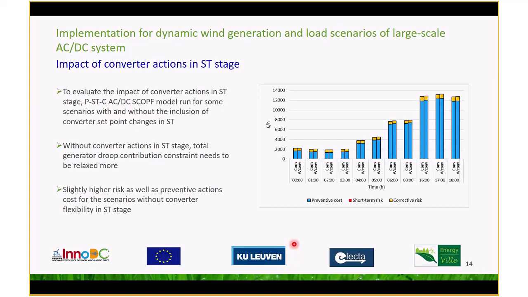An analysis was also carried out to evaluate the impact of considering converter actions in the short-term stage. For this, the preventive short-term corrective AC/DC SCOPF model was run for some scenarios with and without the inclusion of converter set point changes in short-term. It was seen that without converter actions in the short-term stage, the total generator droop contribution constraint needed to be relaxed more. From the visualization, we can see that without converter actions in short-term, there is a slightly higher risk as well as preventive actions cost for each of the scenarios.